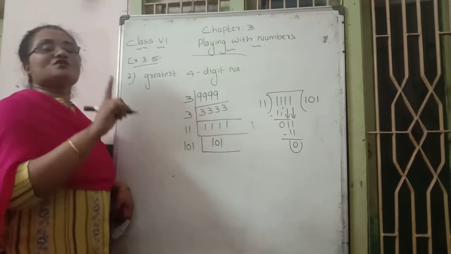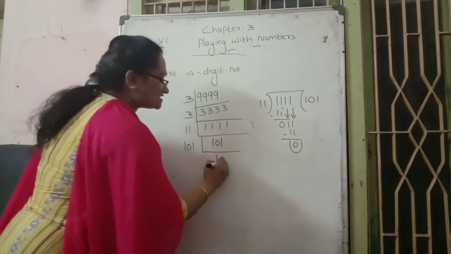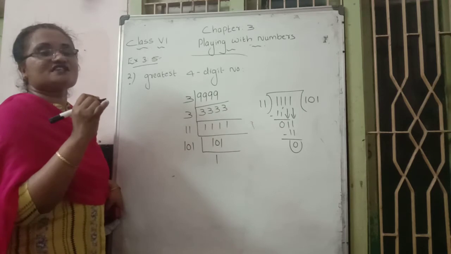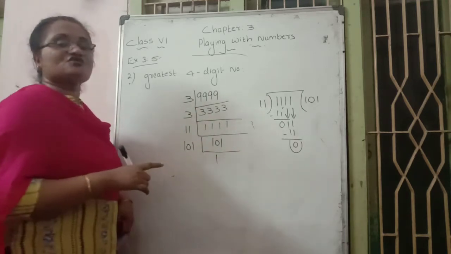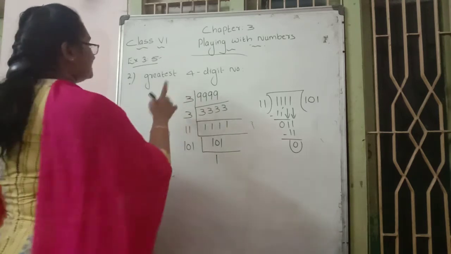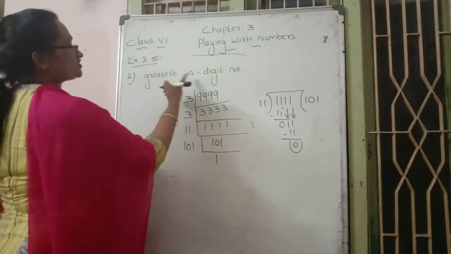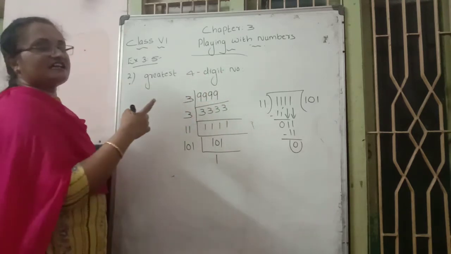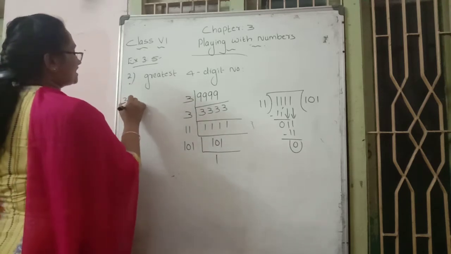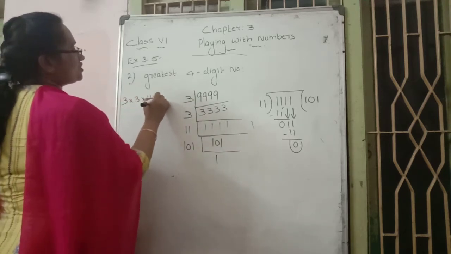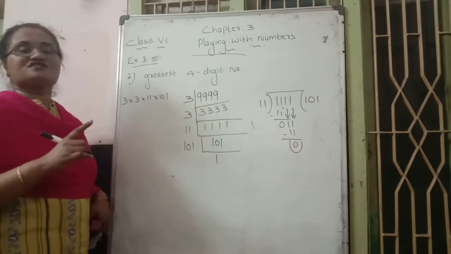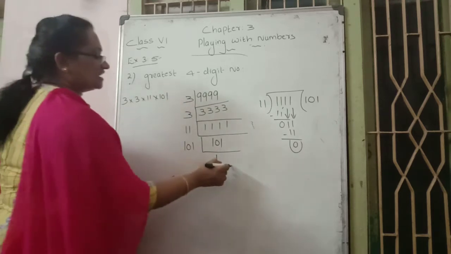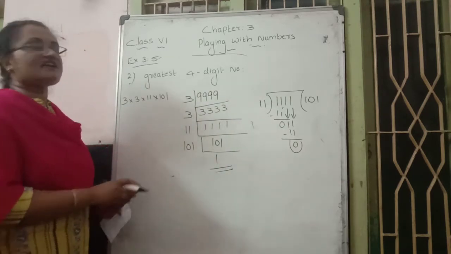Dividing a number by itself, we always get which answer? 1. So divide and divide, finally we reach 1. So what are the prime factors of 9999? 3 into 3 into 11 into 101 are the prime factors of 9999. I hope you can understand this question.